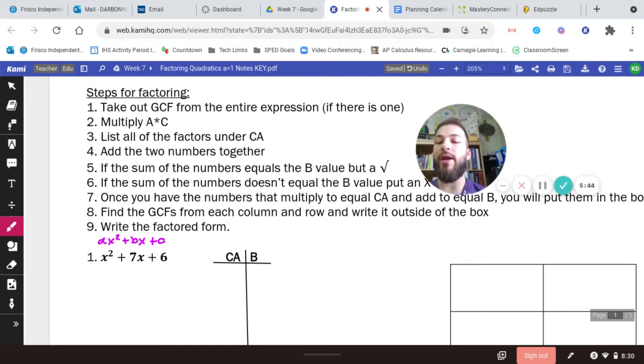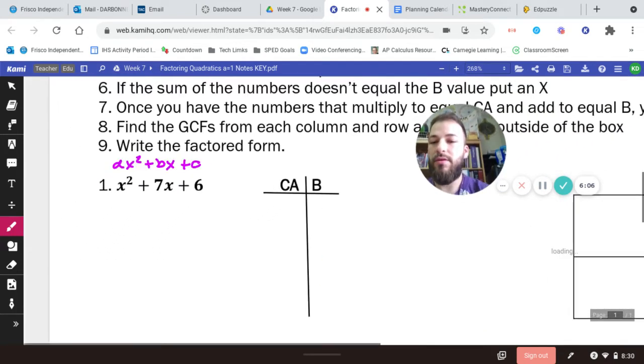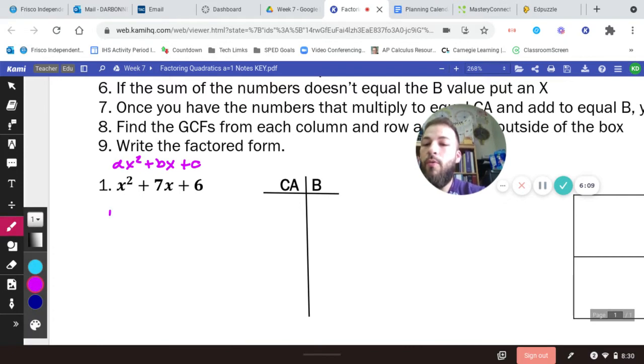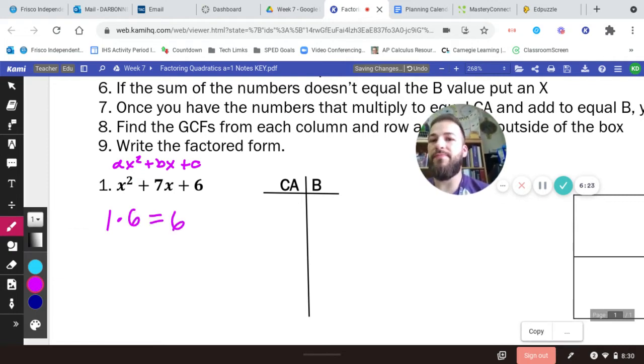So number one, we have 1x squared plus 7x plus 6. All these terms do not have an x in common, and 1, 7, and 6 are not divisible by a number larger than 1. Okay, so I don't have a GCF. I don't have anything that I can take out. So I go ahead and go to step 2. Step 2, we want to multiply a times c. So 1 times 6, remember, 1 the number in front and 6 the number at the end, and that is equal to 6.